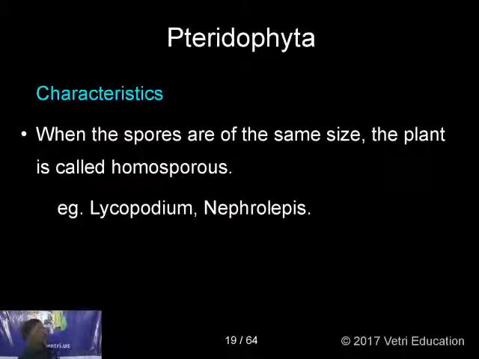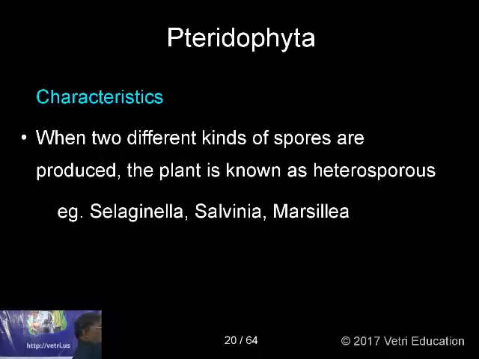Next, when the spores are of the same size, the plant is called homosporous. Lycopodium and Nephrolepis are examples where all the spores are of the same size, same color, same structure, so those are called homosporous. If it has two different types of spores, bigger spores, macrospores, and smaller spores, microspores, that is called the heterosporous condition. When two different kinds of spores are developed, the plant is known as heterosporous. Examples: Selaginella, Salvinia, Marsilea.